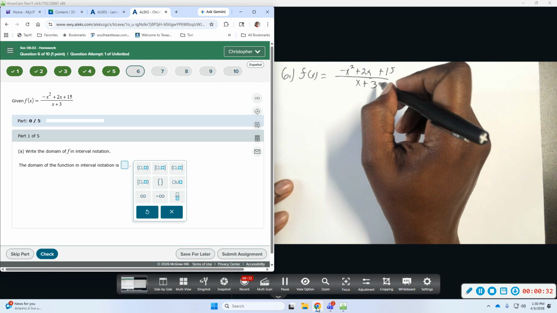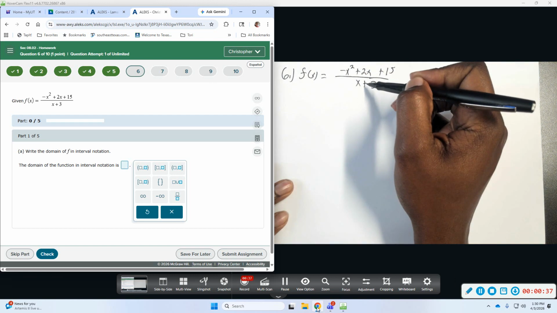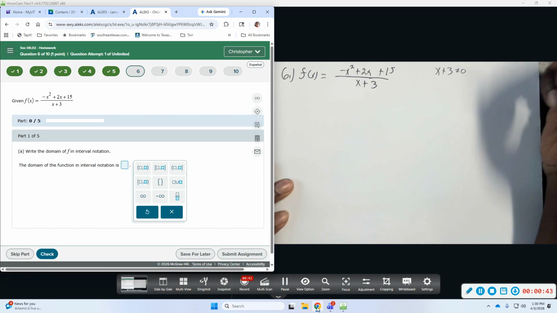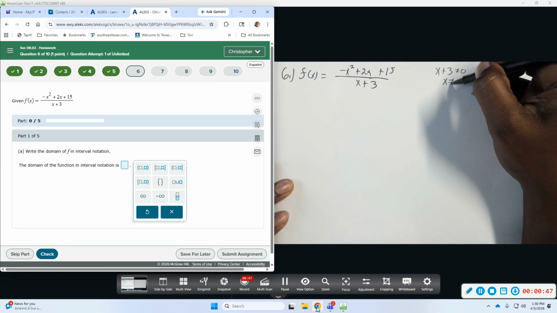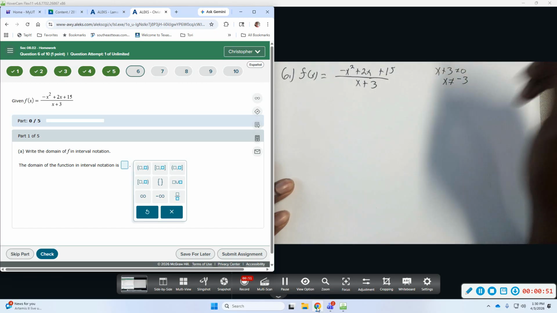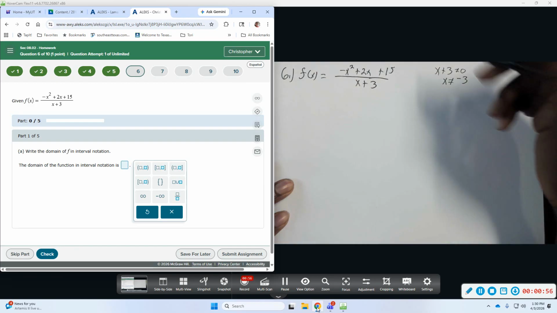So we need to find restrictions. Since it's a rational function, we focus on the denominator. Set it equal to 0. So the x plus 3, set it equal to 0 or not equal to 0 if you want. And then we will get x cannot be equal to negative 3 because you'll subtract 3 and move it over. So if we plug in a negative 3, we're going to get 0 on the bottom. Dividing by 0 is a problem.